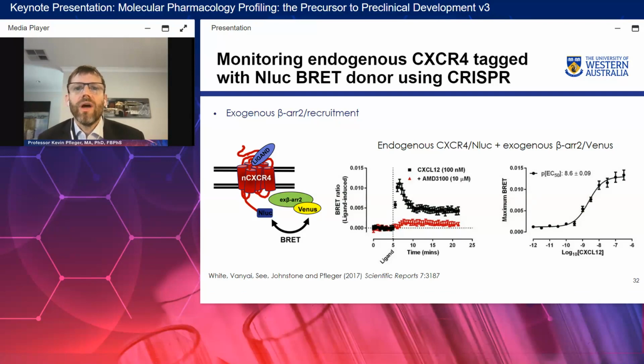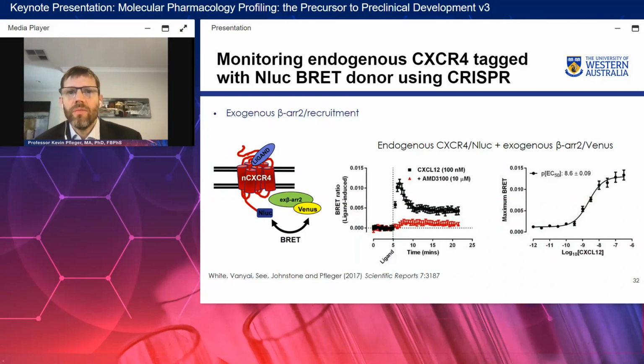The aim here was to actually look at endogenous chemokine receptors. So this is the endogenous CXCR4 that's in HEK293 cells, and actually using CRISPR-Cas9 to engineer the Nluc onto that endogenous CXCR4, which means that it's still under endogenous promotion. We then transfect in exogenous beta-arrestin 2 tagged with Venus and look at the outcomes in terms of the BRET signal.